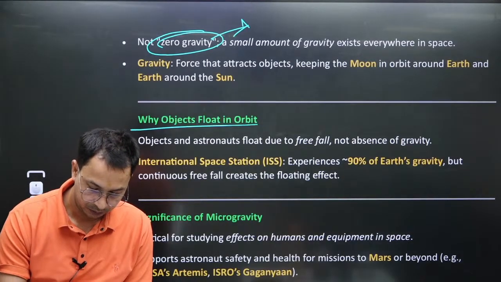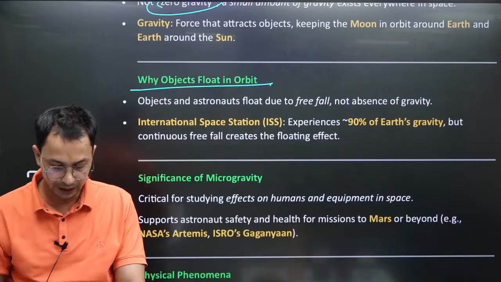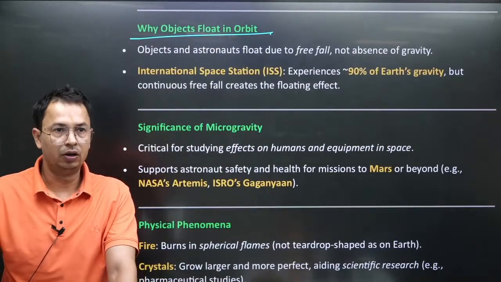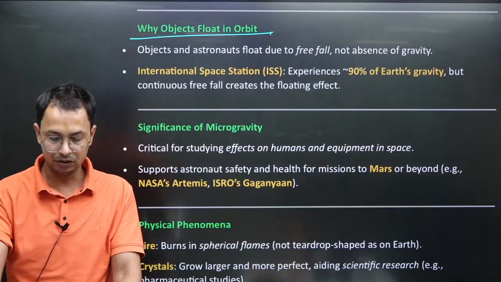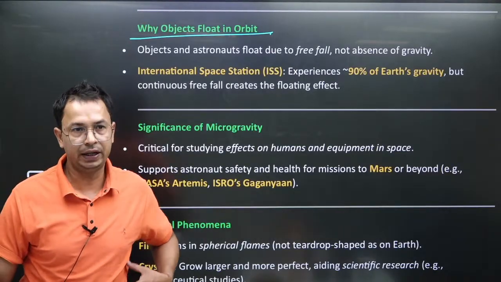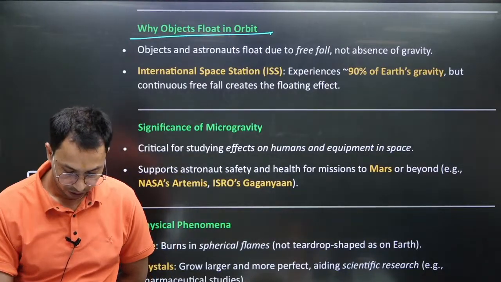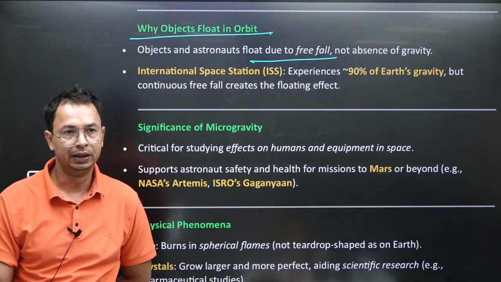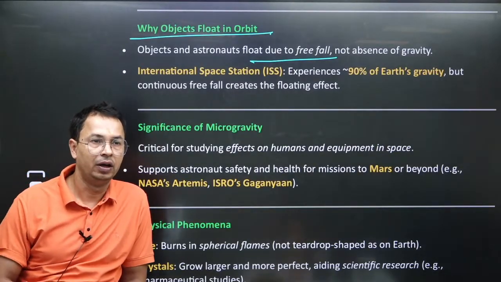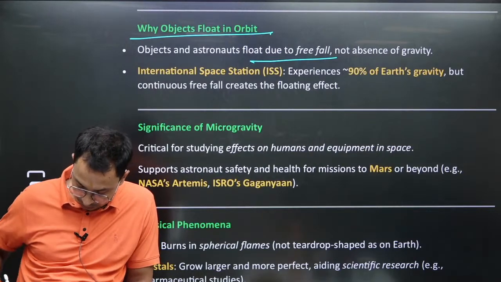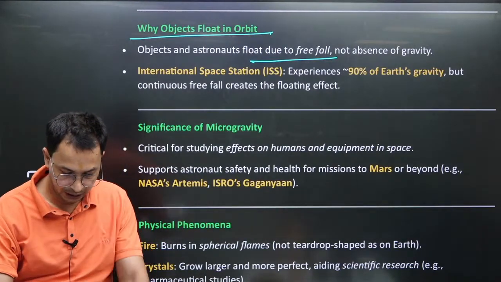And so why do astronauts float in orbit? Why does each and everything float in orbit? It is not because of less gravity. It is because each and everything is in free fall in space, and on the International Space Station we have approximately 90% of the gravity that we have on the earth's surface.